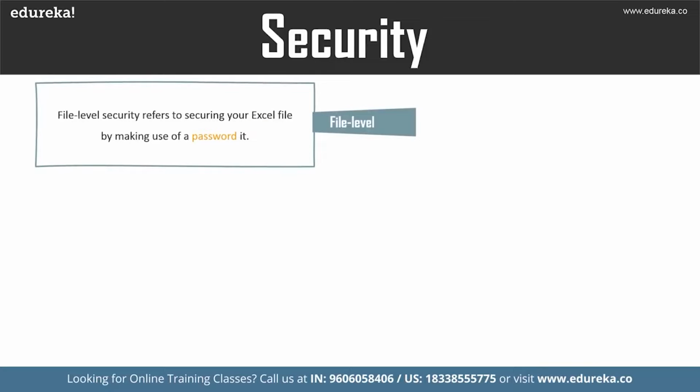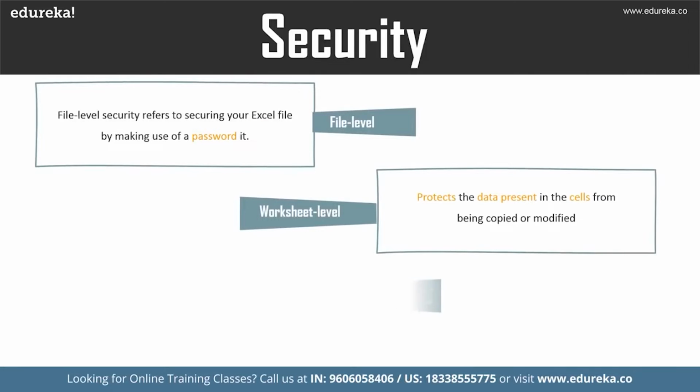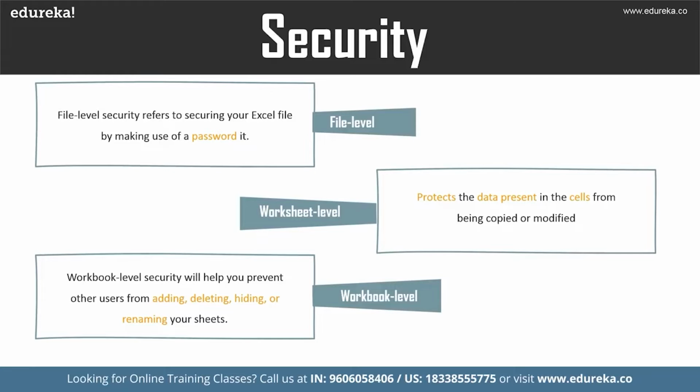Security is one aspect that we need in every application that we use. Excel provides 3 levels of security, that is file level security, worksheet level security, and workbook level security. File level security refers to securing your Excel file by making use of password so as to prevent others from opening and modifying your file.